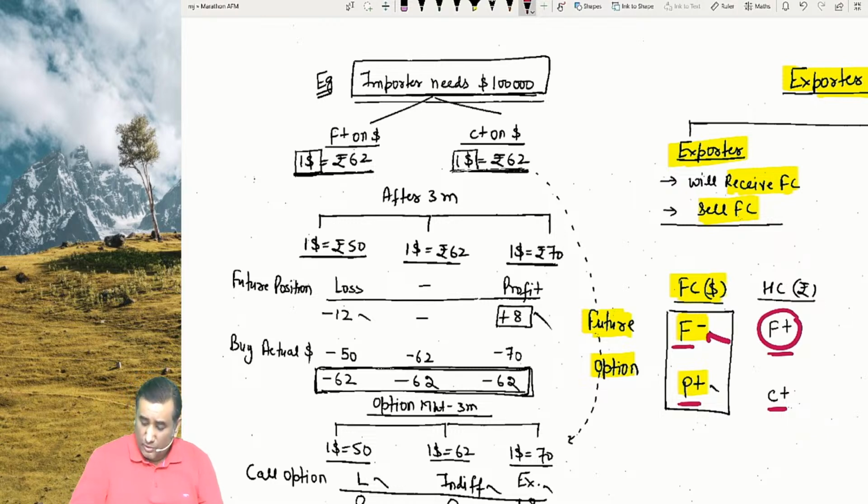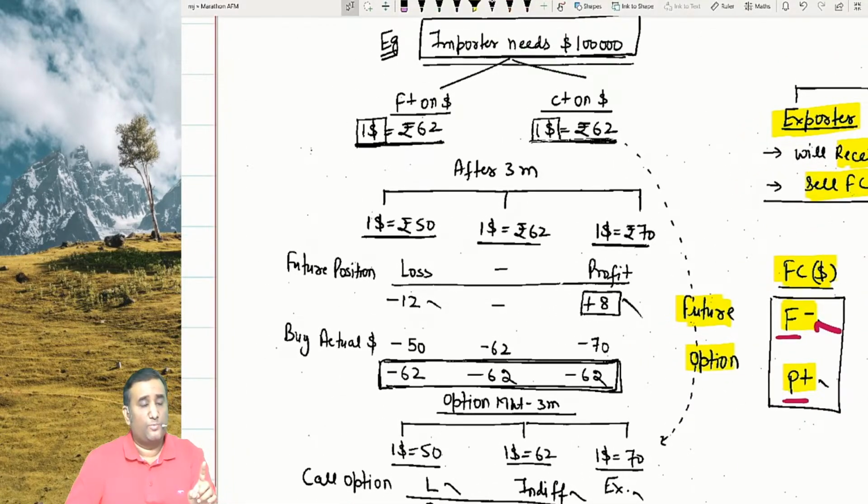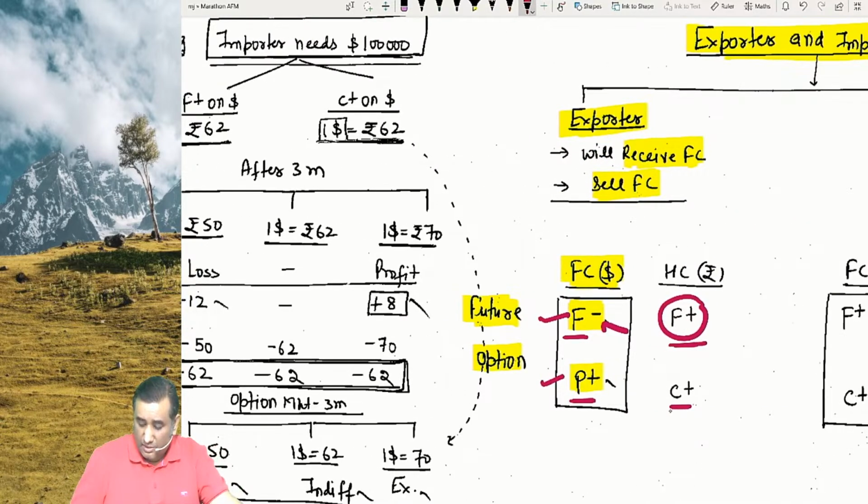The future market says what has to be remembered. What I have put here is the original rule. For the exporter, selling a currency is either F minus or put option. In case the contracts are not available in dollar terms, in rupee terms we'll take F plus or C plus.